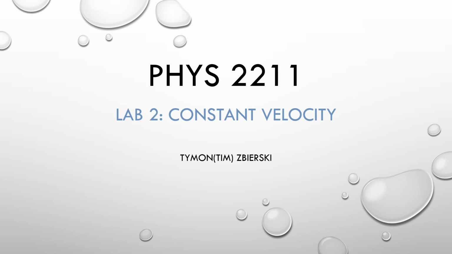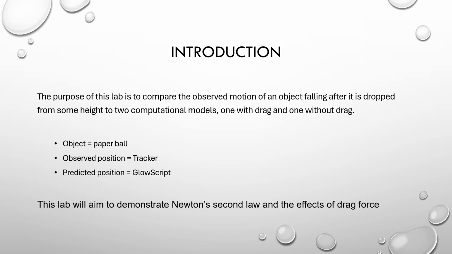This is Physics 2211, Lab 2 Constant Velocity. The purpose of this lab is to compare the observed motion of an object falling after it is dropped from some initial height to two computational models, one with drag and one without drag.